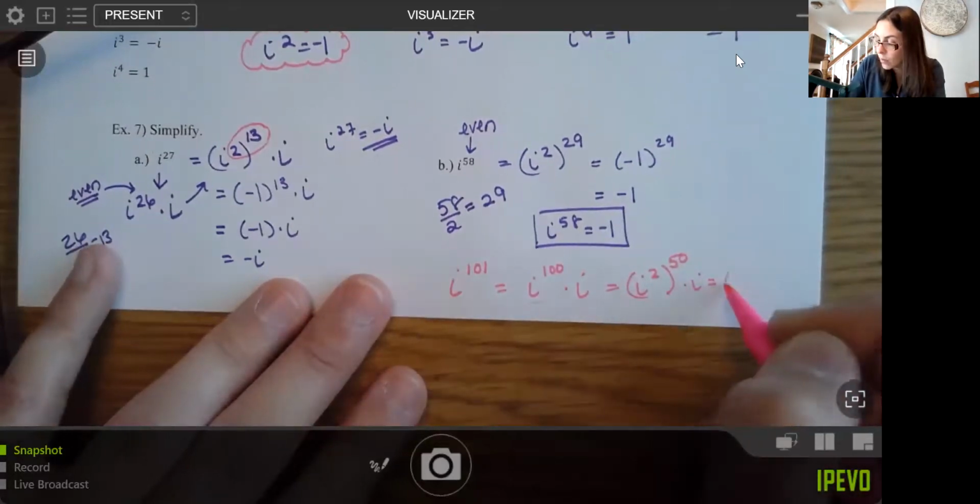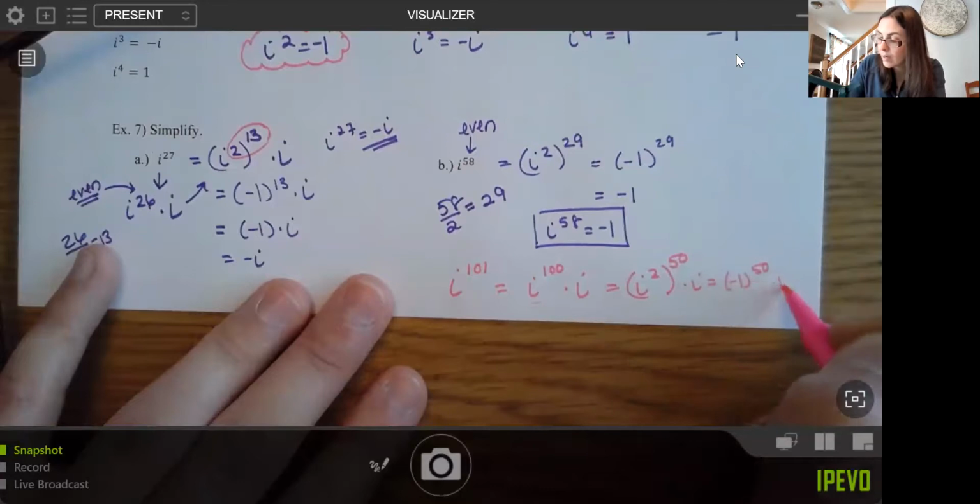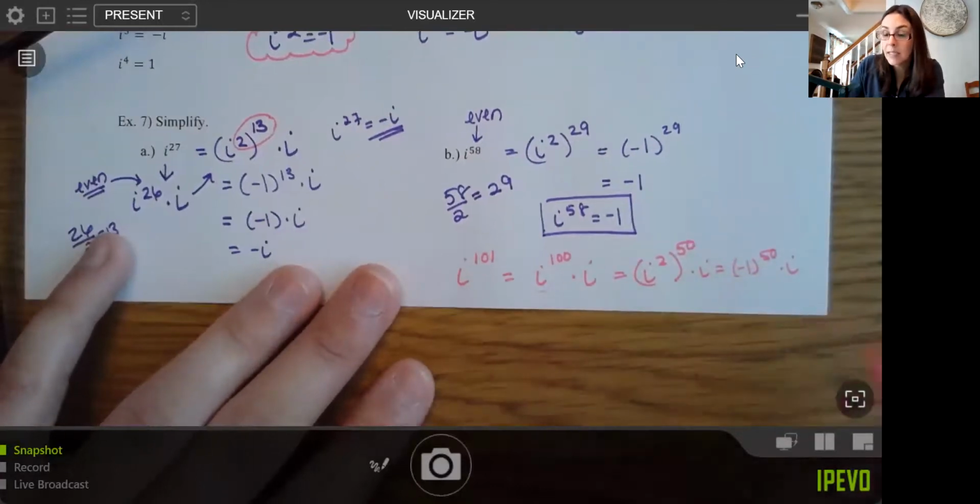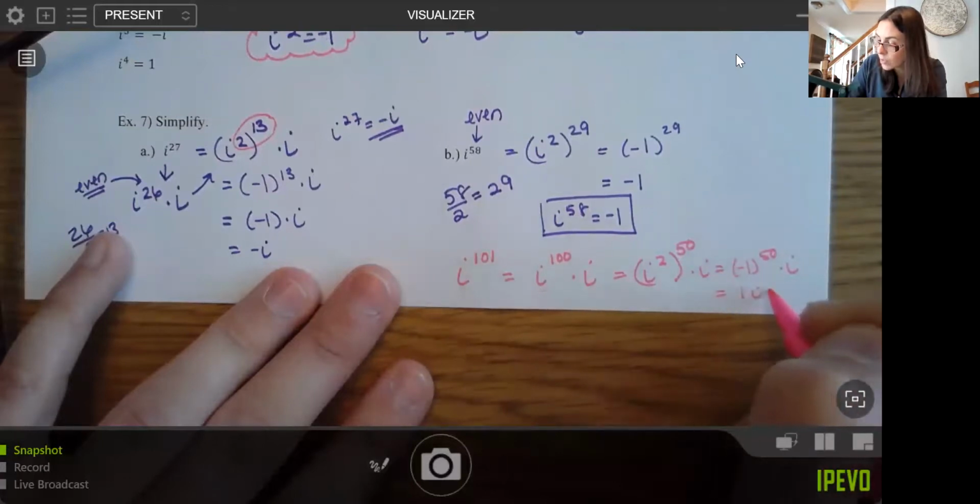Well, i squared is -1. -1 to the 50th power would be a +1, right? Because all my negatives would cancel. So this is 1 times i, which is just i.